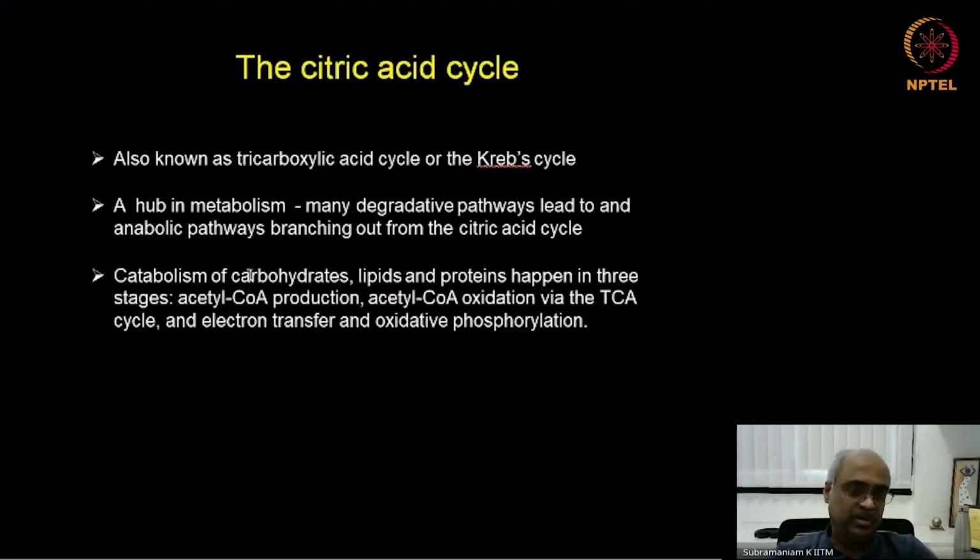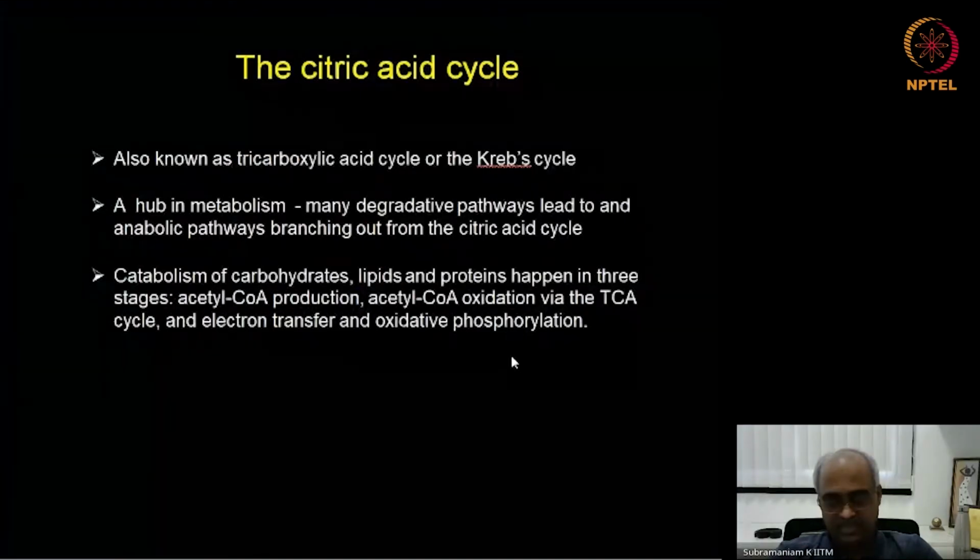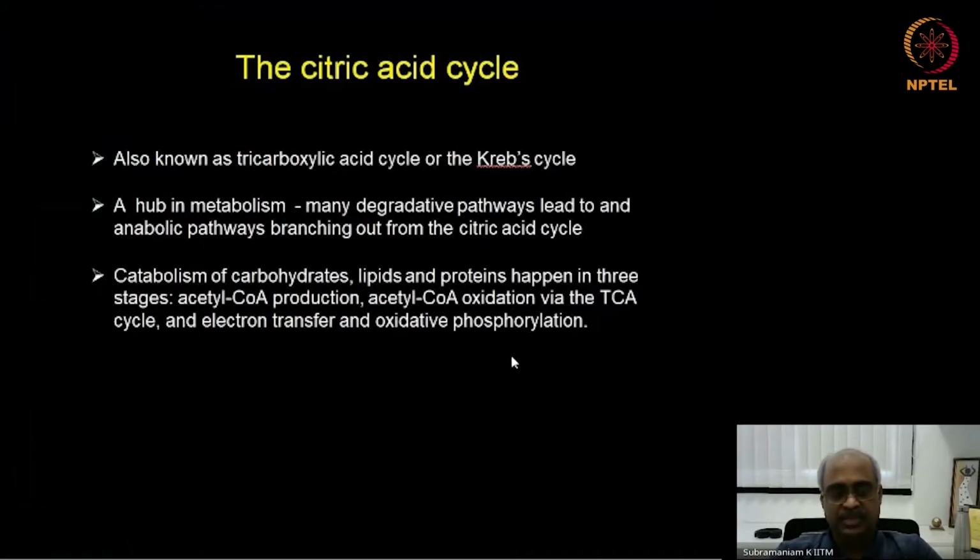So catabolism, meaning breakdown of carbohydrates, lipids, and proteins, all of this produces intermediates of this pathway. The degradation of these three macromolecules involves three stages. The first is production of acetyl-CoA, which is the one that is going to enter the TCA cycle, and then the oxidation of this acetyl-CoA to carbon dioxide. And this is what happens via the TCA cycle.